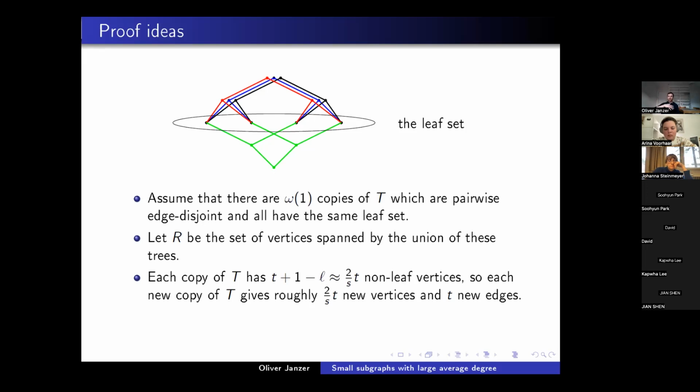If you do that for a long time, you will get average degree very close to s, because you get t new edges every time you get 2 over s times t new vertices. So you can convince yourself, if you do that for long enough, you'll get average degree approaching s. So that's the strategy. Now, there are things to check.